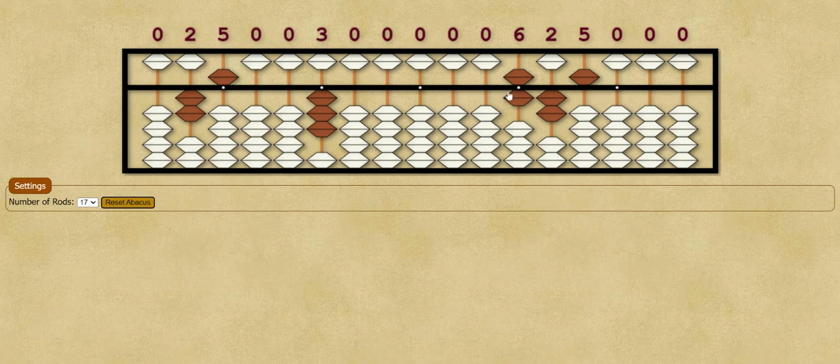Now from 6, we need to subtract 2 times 3, 6. So 0, 2. From 0, 2, we need to subtract the product of 5 times 3. So that is 15. Now 15 is too big for the subtraction. Okay, so we are going to adjust the quotient.